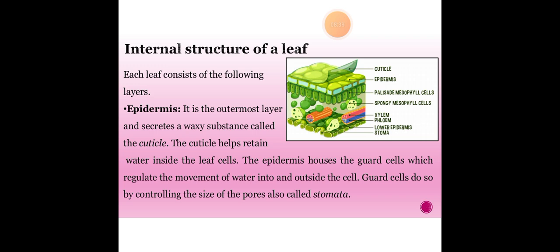Guard cells do so by controlling the size of the pores, also called stomata. So how do guard cells do that? They do so by controlling the size of the pores. Which pores? Stomata. They control the stomata. Here you can see.